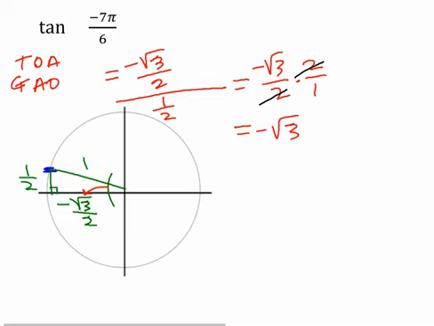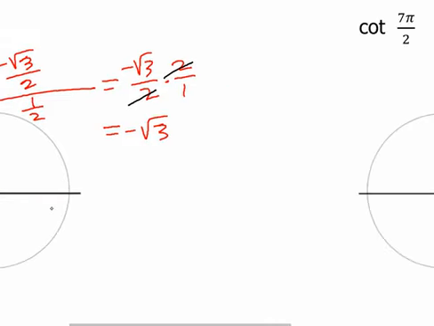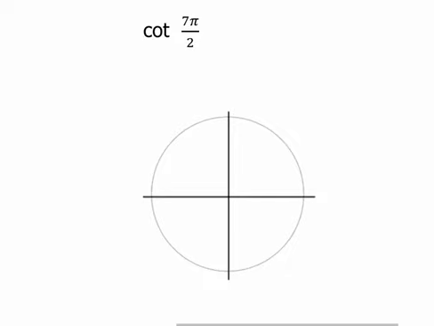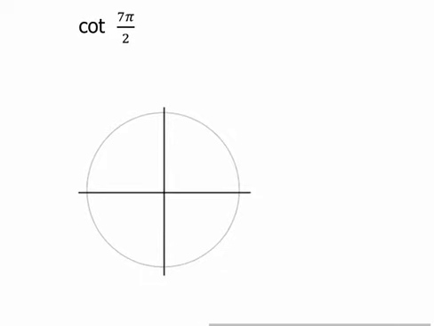Since it's perfect, I've got a couple of minutes left in class. I've got one more example left on the note packet. Cotangent of 7 pi over 2. Oh, that sounds like something that might not need to be found, or maybe it's 0.